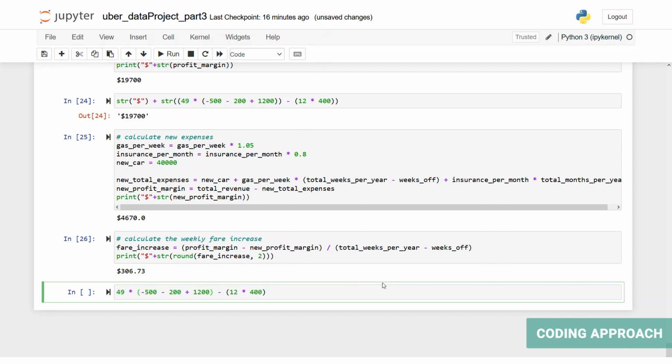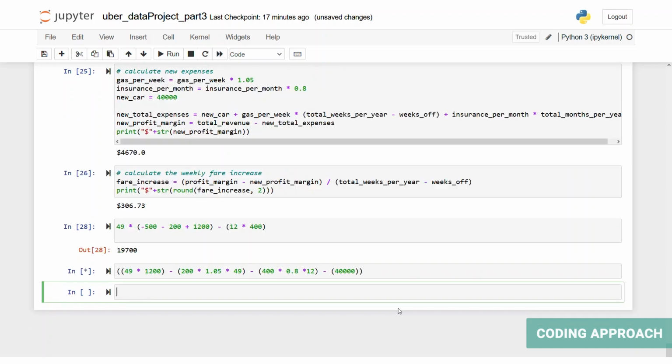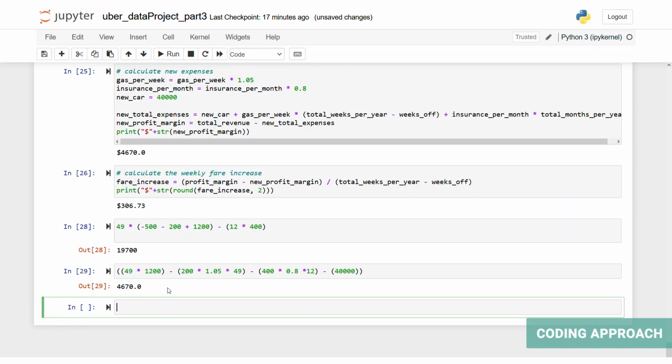So first, we will calculate the yearly profit margin. The answer is $19,700. Then we will calculate the profit margin when the driver buys a car, which is the new profit margin. And the answer is $4,670. Then we will find the difference between them and divide the results by 49, which is 52 weeks minus 3 weeks off, and round the result off to 2 decimals. Again, we will add the dollar sign and turn the result into a string.